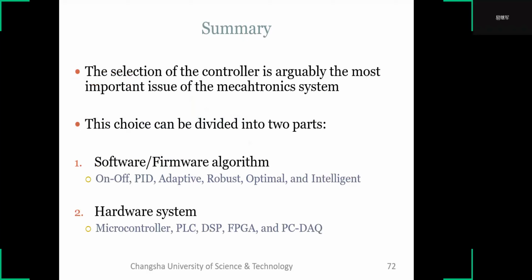Lastly, we summarize the chapter. The selection of the controller is arguably the most important issue of mechatronic systems. This choice can be divided into two parts. One, software and firmware algorithms: on-off, PID, adaptive, robust, optimal, and intelligent. These are all the algorithms.